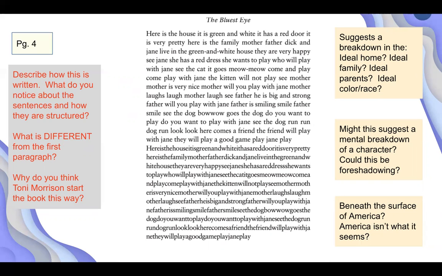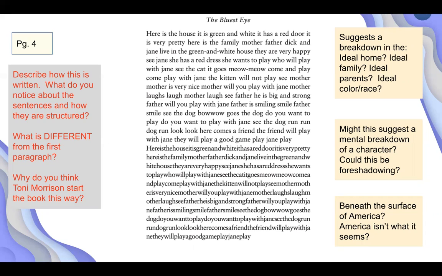Okay. So now I'm like, oh, this is kind of getting weird. To me, it's getting a little creepy. Is that her purpose? Look at the next paragraph. Here is the house. It is green and white. It has a red door. It is very pretty. Here's the family. Mother, father, Dick, and Jane live in the green house in white. I'm not going to keep reading, but you should, because I want you to hear it in your mind.